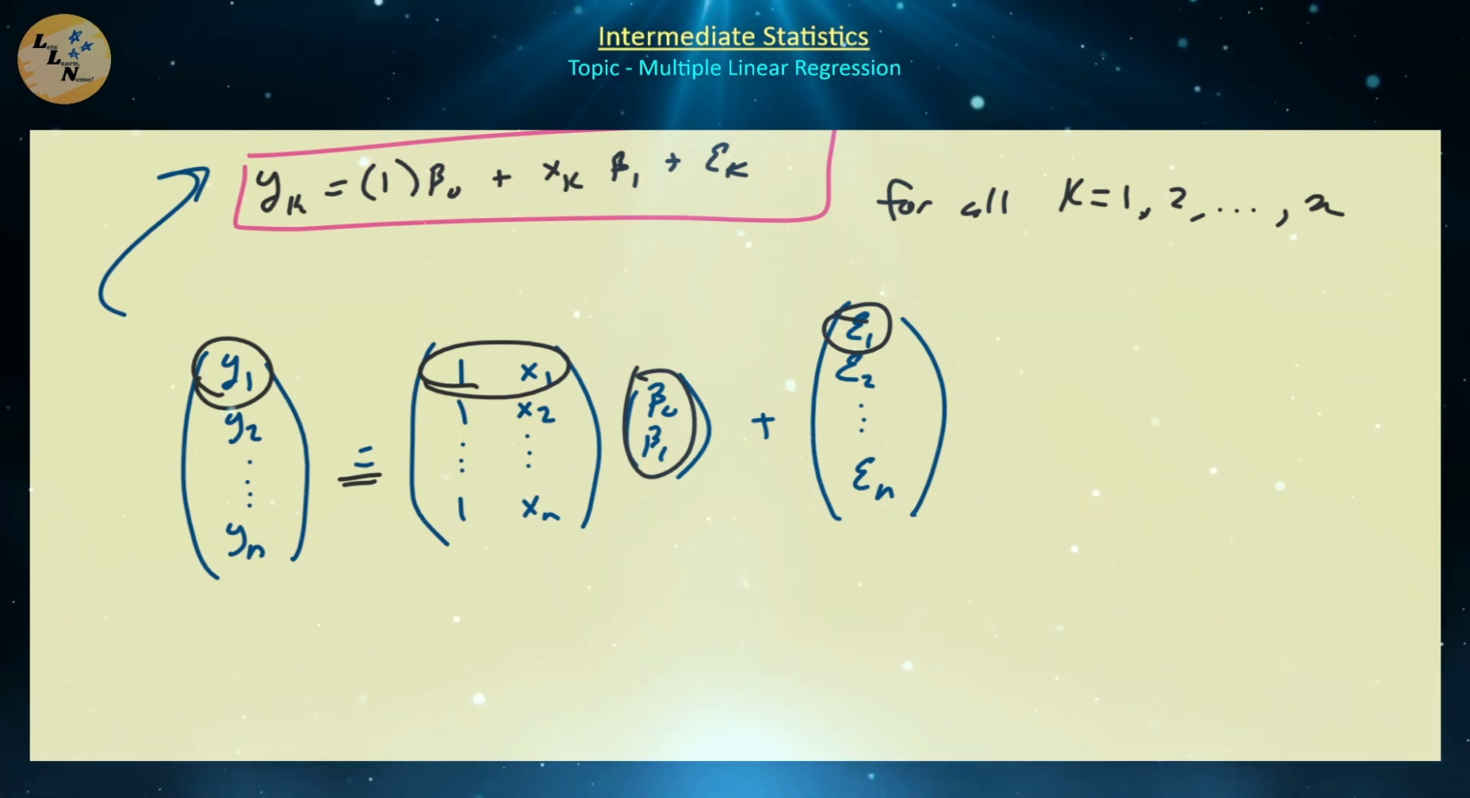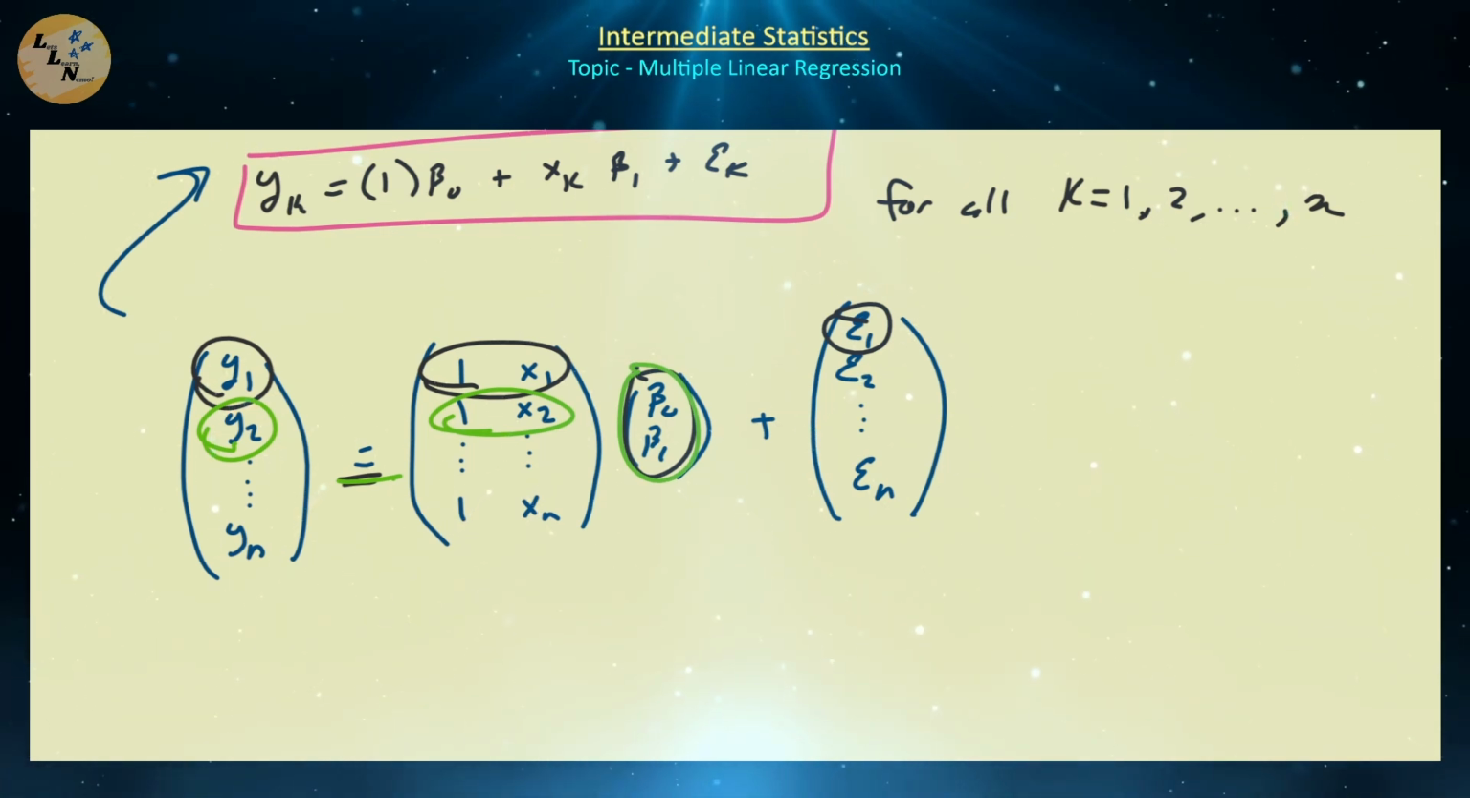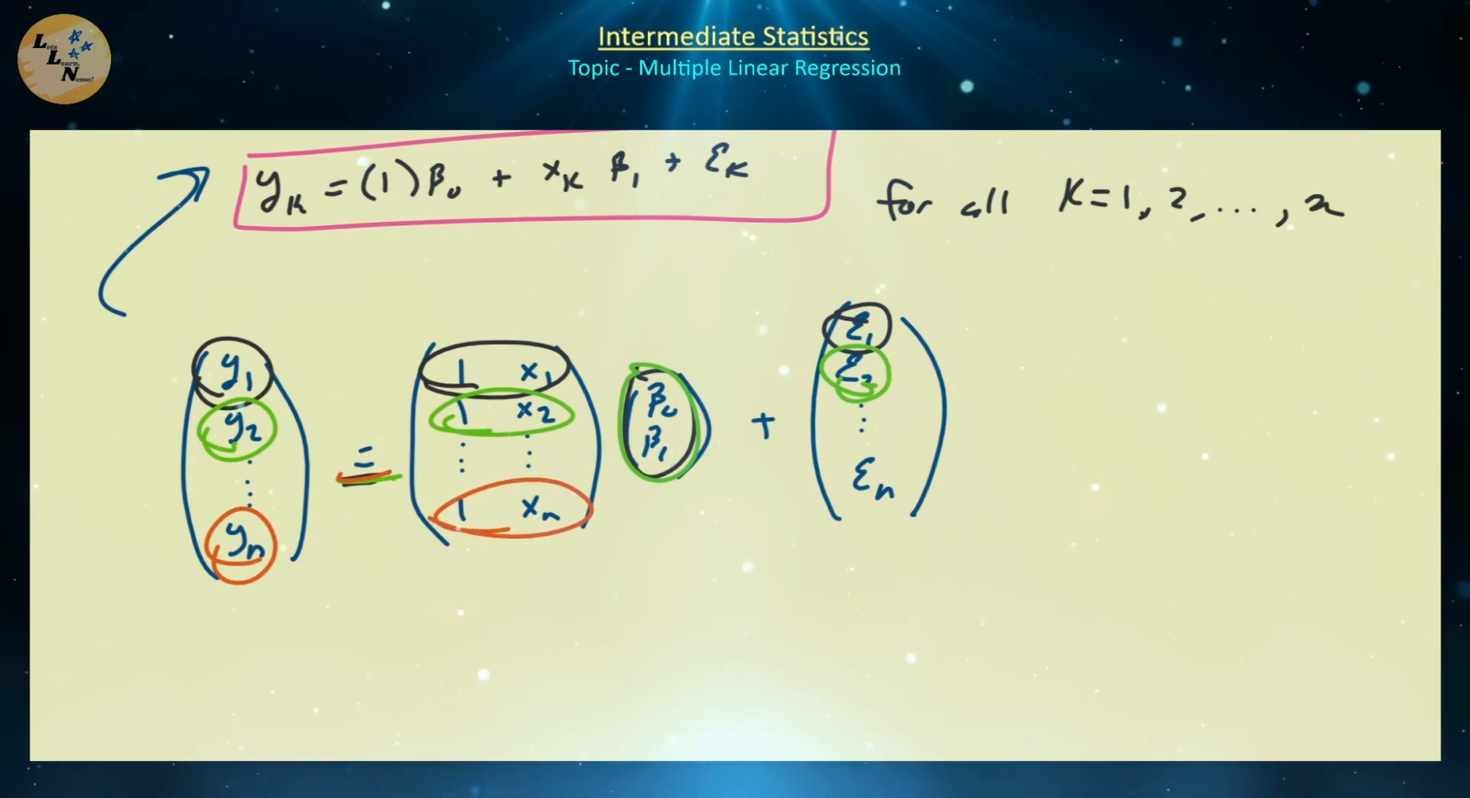So that's going to be the first element. And then we're going to have y2 is equal to the dot product of that vector with that vector, so it's going to be 1 times beta 0 plus x2 times beta 1 plus epsilon 2, and then all the way down to the last element, so yn is equal to (1, xn) dot product with (beta 0, beta 1), so that's going to be beta 0 plus beta 1 times xn plus epsilon n, right?